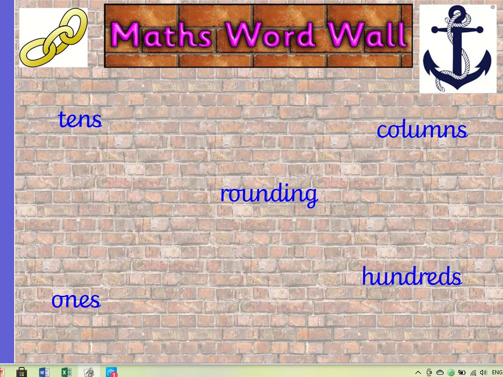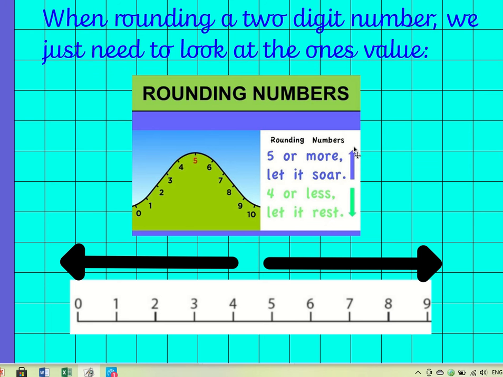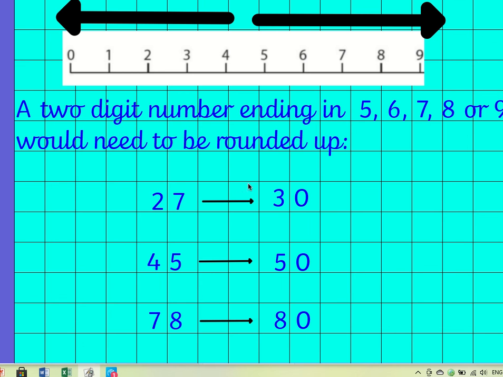So that is our key vocabulary for today. So rounding is when we change a number to make it closest to the asked for amount. How we round the number up or down depends on the end digit or digits, and as I have previously said, with a 2-digit number you just look at the ones amount, and there is your little key to explain.